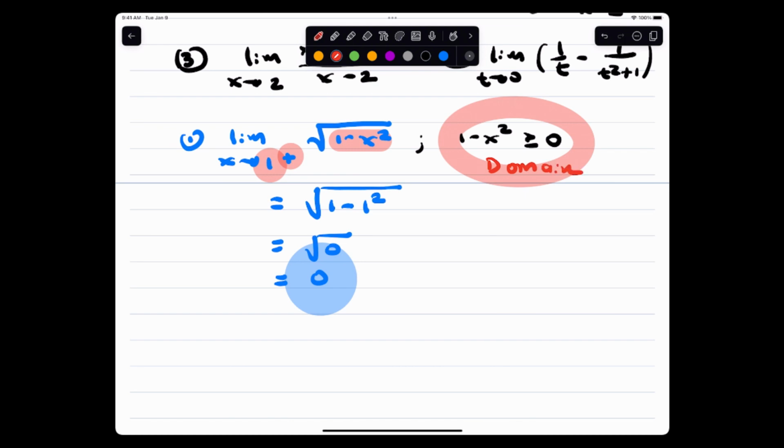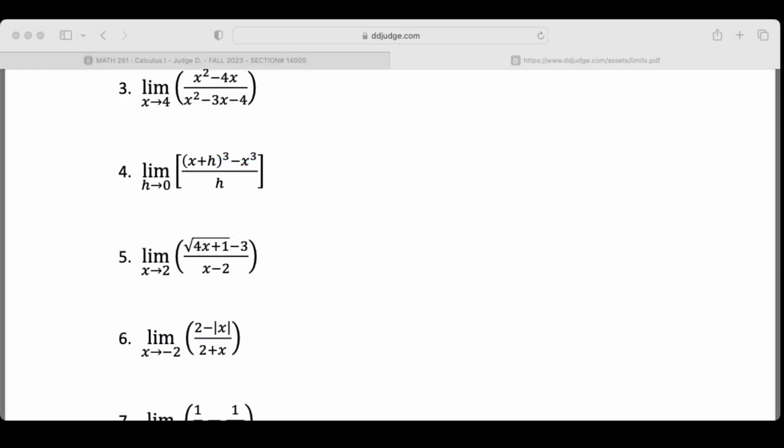What do they mean by the domain here? 1 minus x squared being greater than or equal to 0. What math am I talking about when they're talking domain? Yeah, it's pre-calculus and actually intermediate algebra.